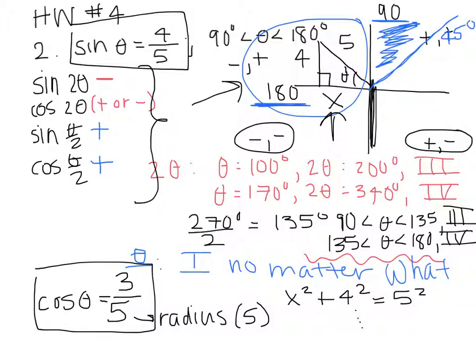Now, the one last thing that I should mention to be careful with the cosine here is that because we're in quadrant 2, this x is actually negative. So we should have cosine equaling -3/5 there. Okay, so let's go ahead and take a look at homework problem number 4.